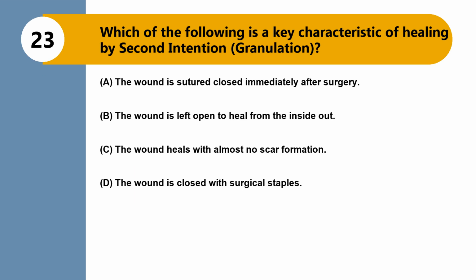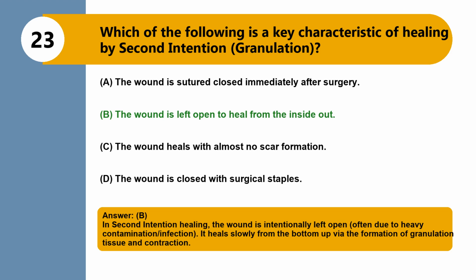Question 23. Which of the following is a key characteristic of healing by second intention, granulation? Option A. The wound is sutured closed immediately after surgery. Option B. The wound is left open to heal from the inside out. Option C. The wound heals with almost no scar formation. Option D. The wound is closed with surgical staples. The correct answer is option B. The wound is left open to heal from the inside out. In second intention healing, the wound is intentionally left open, often due to heavy contamination or infection. It heals slowly from the bottom up via the formation of granulation tissue and contraction.